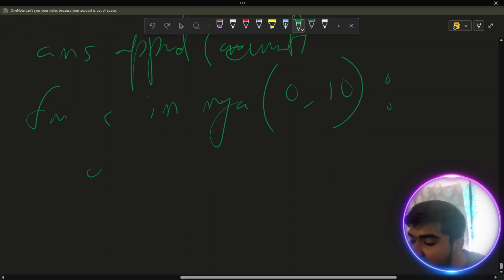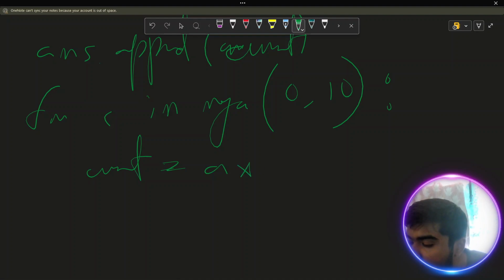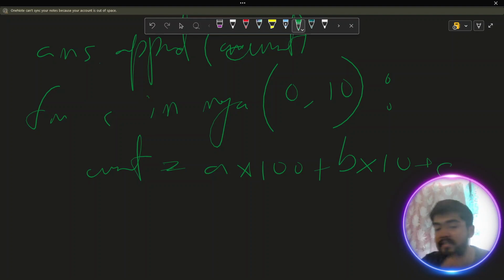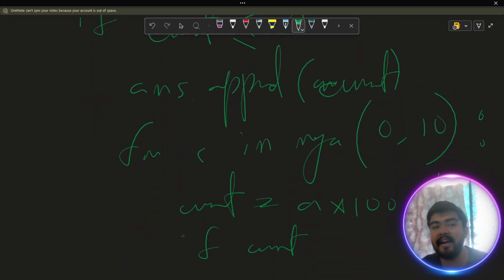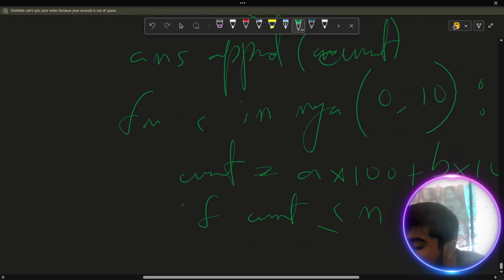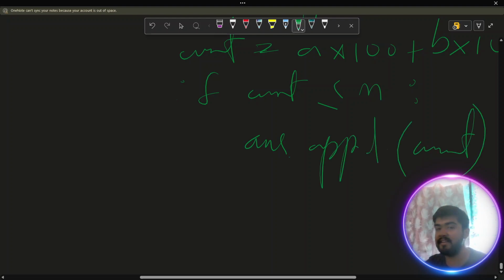And now my a is at the 100 place, because that is a 3 digit number we are considering. So we have to create a into 100, plus b in the 10th place, plus c. And similarly, if my current is smaller than my n, then I should take it to my answer. dot append, right? To whom? My current. I should take it.